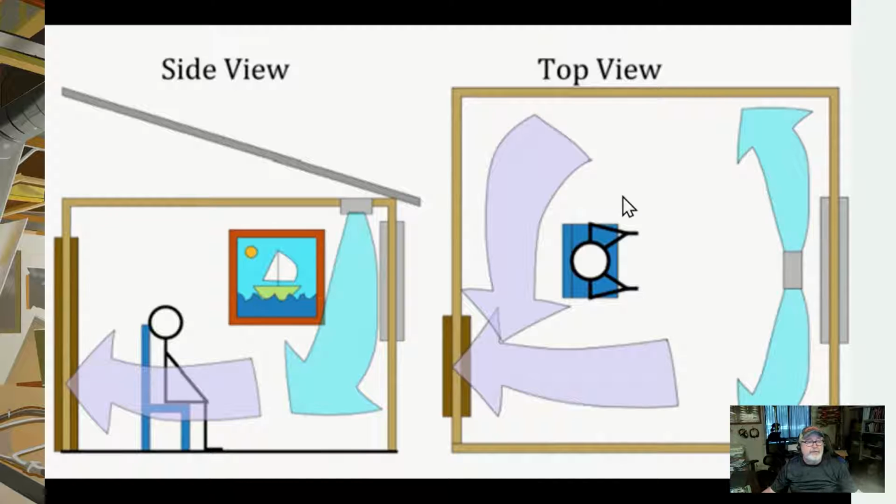And so this is looking down on top of it. The primary air is coming out, shooting across the room, and then the secondary is the air kind of moving out the door. So that's the first school of thought.